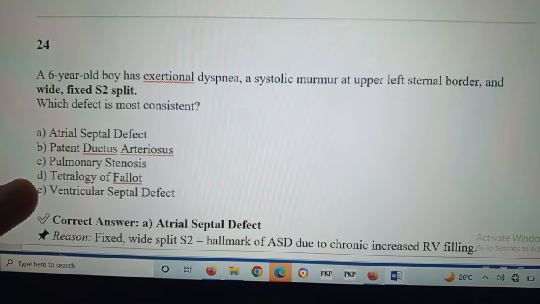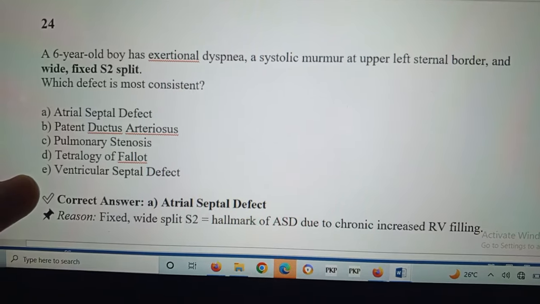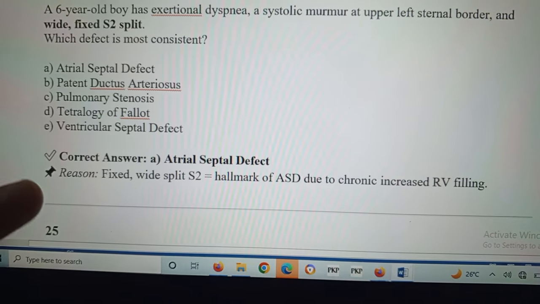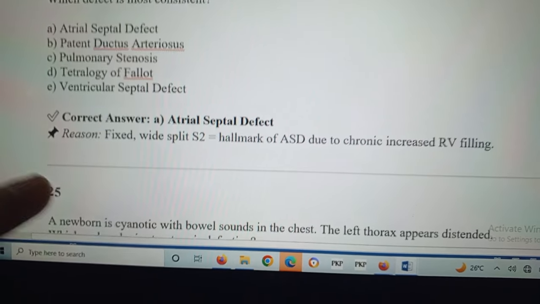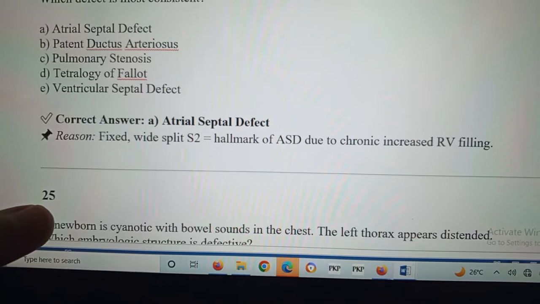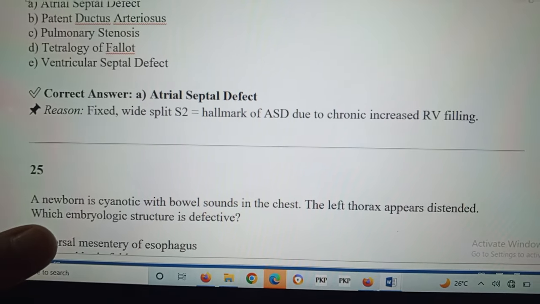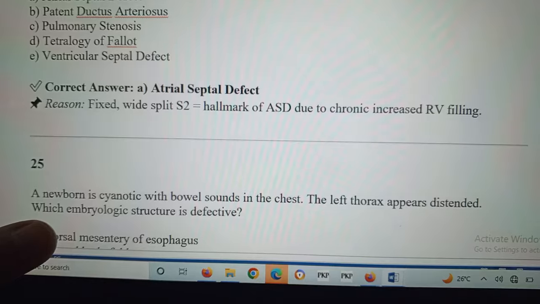A 6-year-old boy has exertional dyspnea, a systolic murmur at upper left sternal border, wide fixed S2 split. Which defect is most consistent? Atrial septal defect. The reason is fixed wide split S2 is a hallmark of ASD due to the chronic increased right ventricular filling.